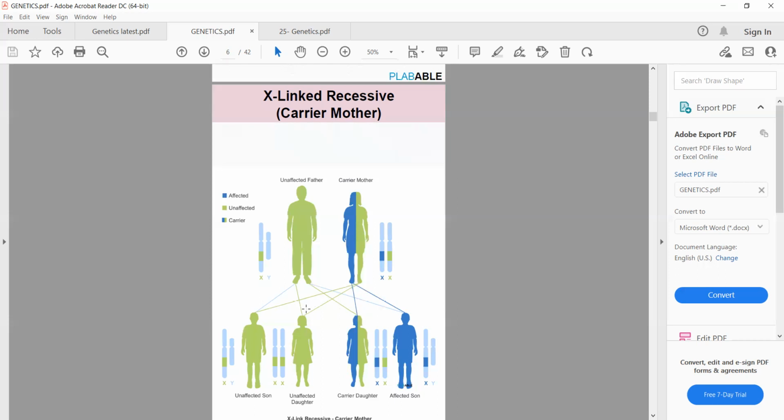Now let's consider what will happen to the females, or the daughters. One daughter will get this defective X chromosome, and because she has a normal X chromosome, she will be a carrier. And one will get the normal X chromosome from the mother and the second normal X chromosome from the father. So one daughter will be unaffected and one will be a carrier.